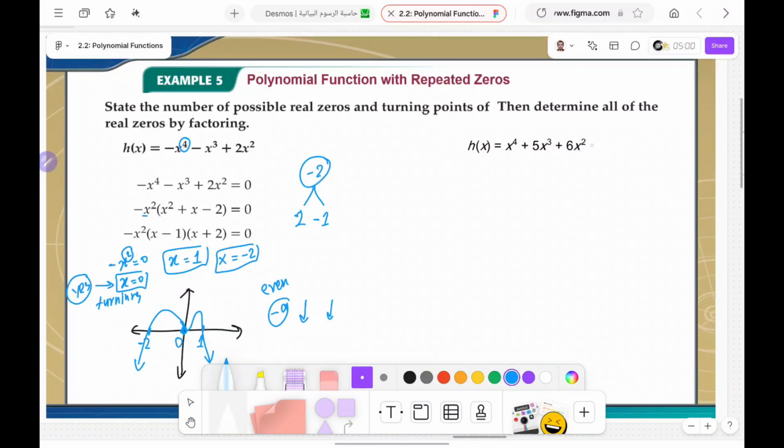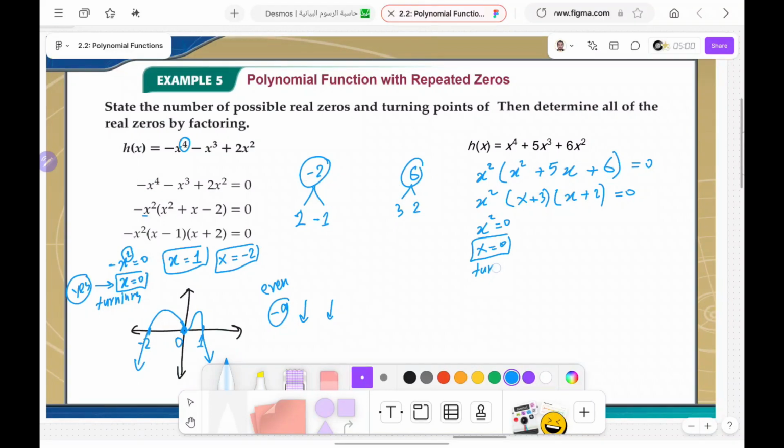This one also is easy. Let's take x squared as a common factor. So it will be x squared times x squared plus 5x plus 6 equals 0. Now what are the factors of 6 that give me 5? I can say 3 and 2. So now it will be x squared, x plus 3, and x plus 2 equal 0. So the first, x squared equals 0, is multiplicity, a turning point. Here x is equal -3, here x is equal -2.